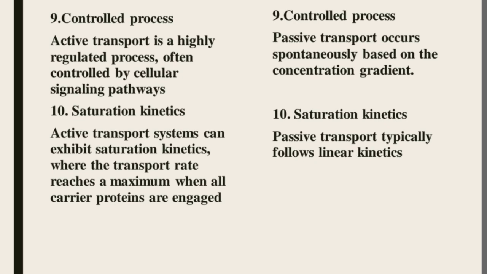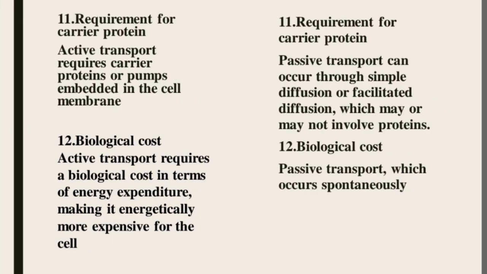10th point, saturation kinetics. Active transport systems can exhibit saturation kinetics where the transport rate reaches a maximum when all the carrier proteins are engaged, whereas passive transport typically follows linear kinetics. 11th point, requirement for carrier protein. Active transport requires carrier proteins or pumps embedded in the cell membrane, whereas passive transport can occur through simple diffusion or facilitated diffusion, which may or may not involve proteins.